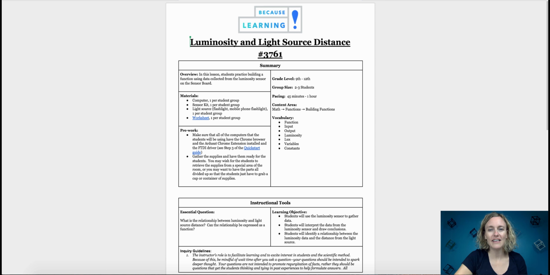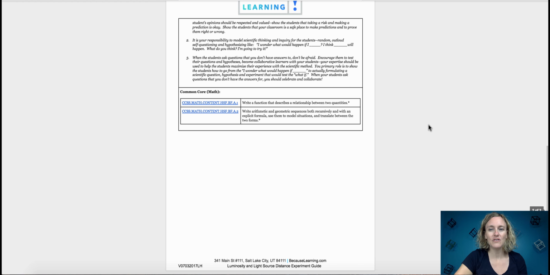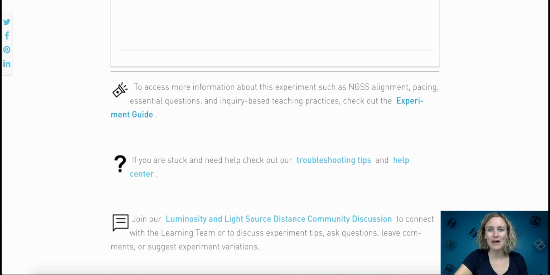The experiment guide contains information such as grade level, recommended time, recommended group size, essential questions, a brief overview, and at the bottom it gives you the specific standards for that experiment. Also included at the bottom of the experiment is a link to our troubleshooting tips and help center in case you get stuck or encounter a problem, as well as a link to our community discussion where you can leave pictures of your students completing the experiment or tips and tricks or requests for future curriculum development.